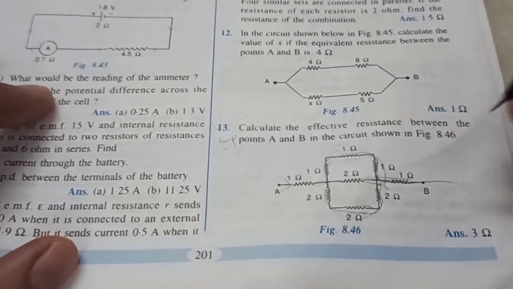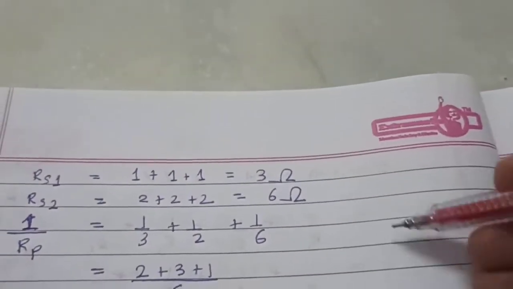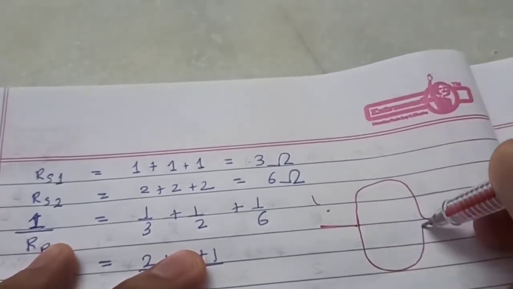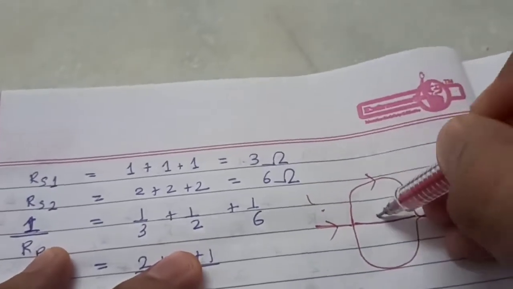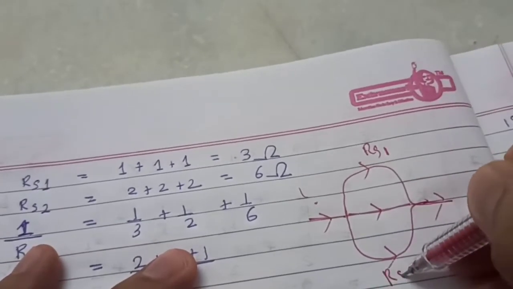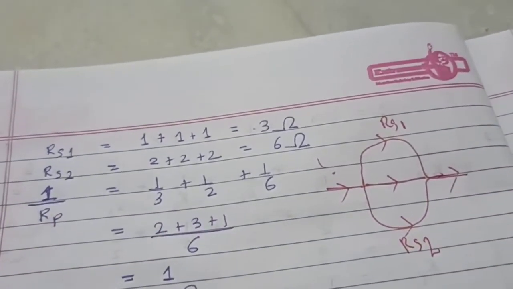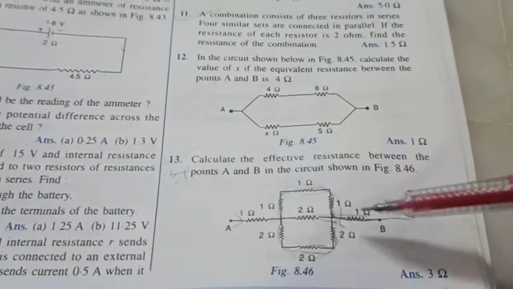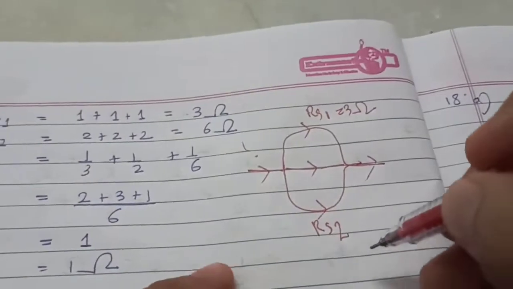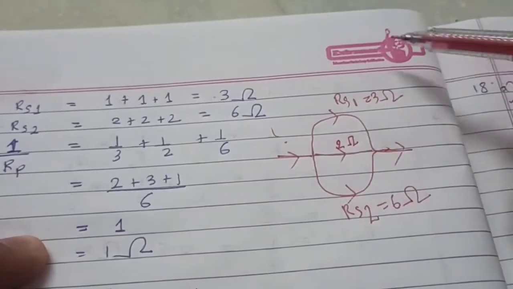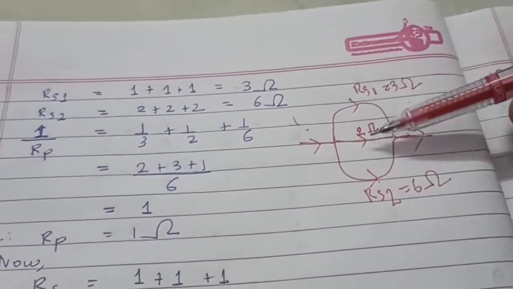So I could simply draw this this way and this way. Let this be resistance in series 1, resistance in series 2. Now how much is resistance in series 1? It is 1 plus 1 plus 1, 3 ohm. So that's 3 ohm here. And this resistance in series 2 is how much? It's 2 plus 2 plus 2, 6 ohm. Okay, 6 ohm. And in between I have 2 ohm. So now these 3 are in parallel. So let's calculate the parallel resistance of these 3.